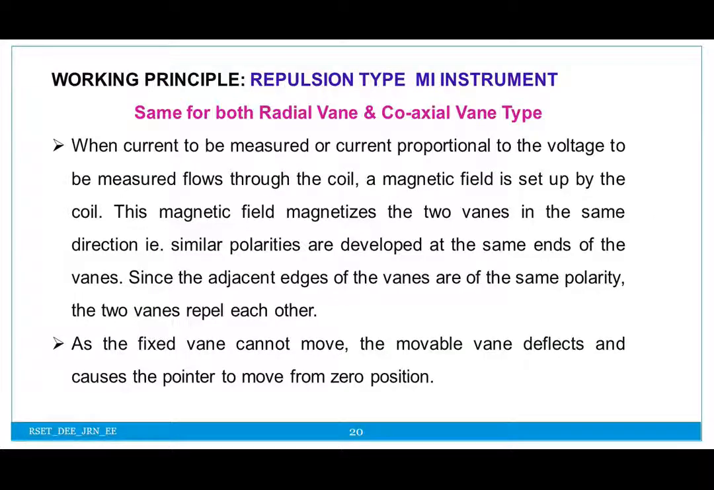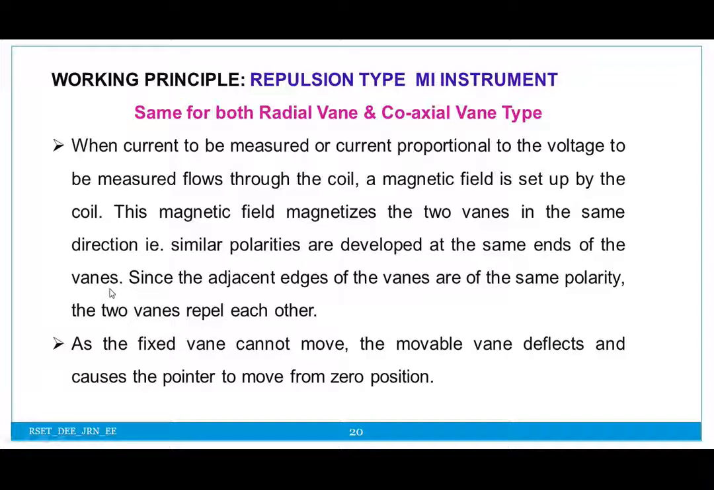Now the working principle is the same for both radial vane and coaxial vane type. When the current to be measured, or current proportional to the voltage to be measured, flows through the coil, a magnetic field is set up by the coil. This magnetic field magnetizes the two vanes in the same direction. That is, similar polarities are developed at the two ends of the vanes. Two vanes are there, so similar polarities are developed at the two ends of the vanes.